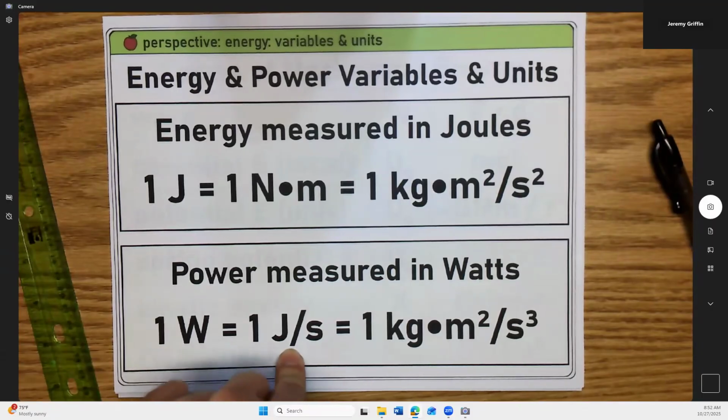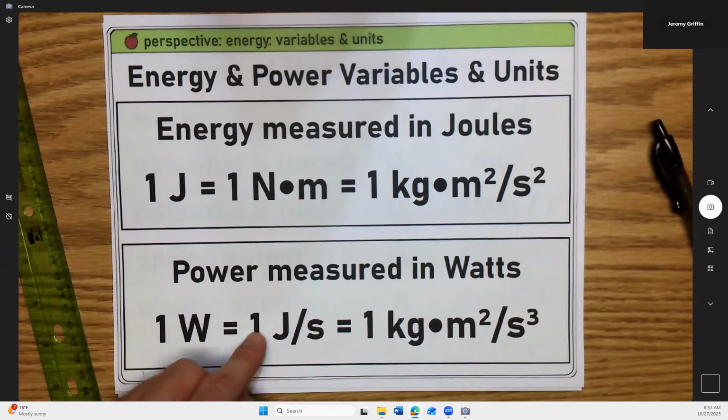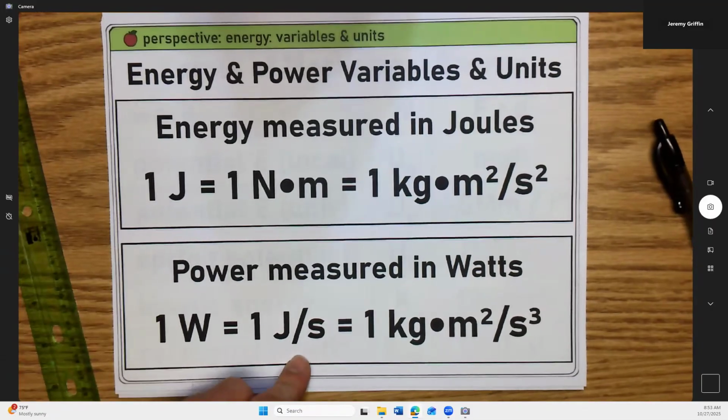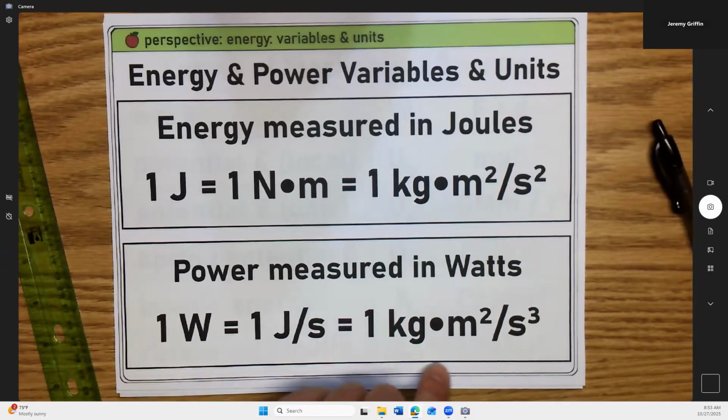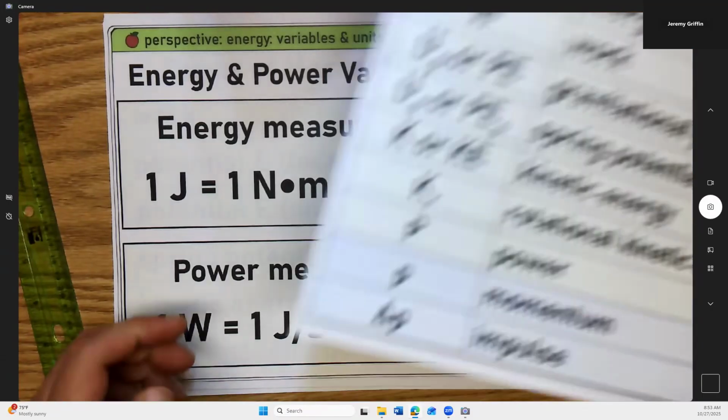Hey, could that be like a rate of energy? A rate of energy? So if you have a 20 watt light bulb, could that be like 20 joules per second? It's pulling energy off the grid at 20 joules per second. And that further breaks down like this. Okay. Right, so you got to go with that.